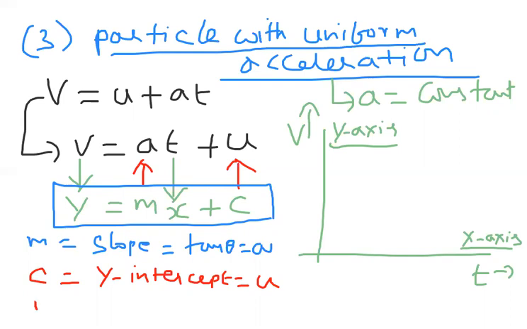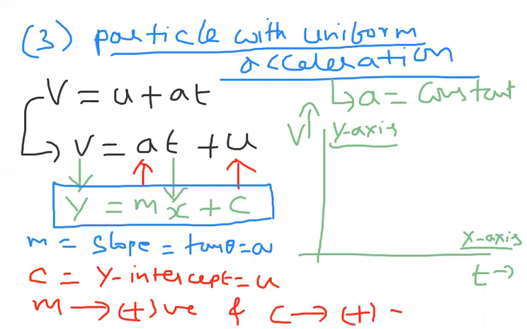So here the y-intercept is u, and what type of graph will we get? Slope is positive, meaning m is positive. And the y-intercept is also positive. Both are positive. Whenever the y-intercept is positive, the graph has to start from the positive y-axis. And this line indicates the y equal to mx plus c condition, a straight line.